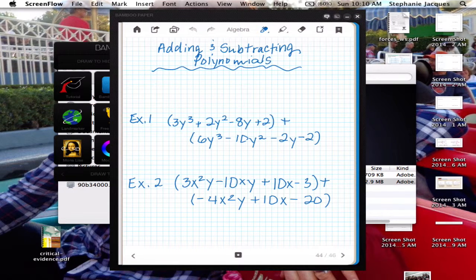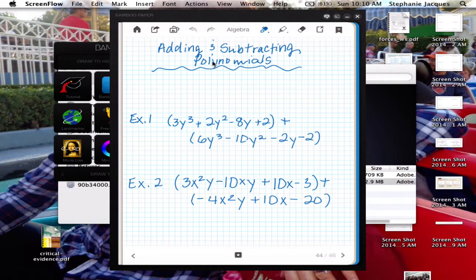Today we'll be talking about adding and subtracting polynomials. You guys have been doing a lot of this already, but it's going to be in a little bit of a different format, so it might look a little new to you. So go ahead and title your notes Adding and Subtracting Polynomials. And remember, polynomials just means more than one term.